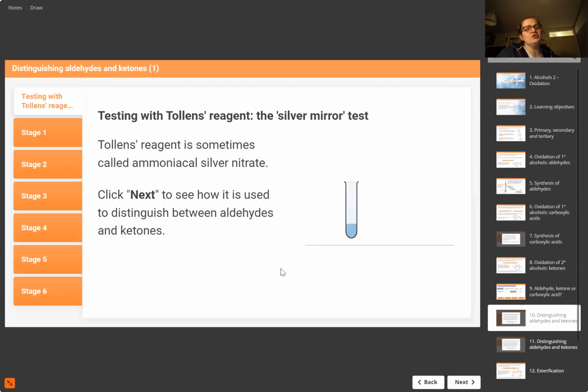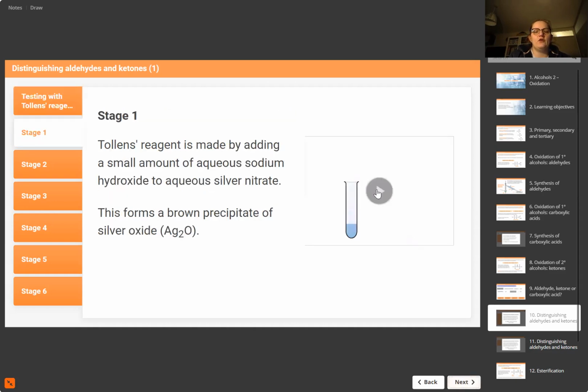So we can test using Tollens reagent, which is a silver mirror test. You'll have come across this before. Sometimes we call it the ammoniacal silver nitrate. We're just going to have a quick look at how we can use it to distinguish between aldehydes and ketones. So we have to make Tollens reagent up.